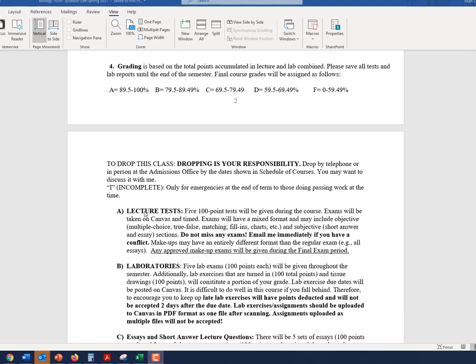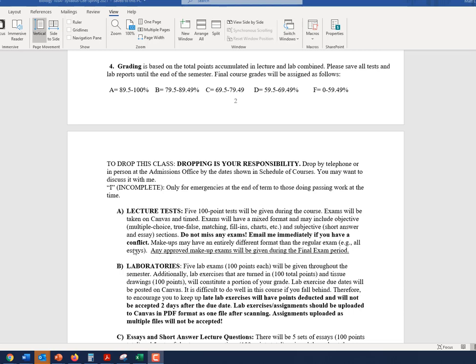So the big thing that you need to know right now is how you're going to be evaluated. So we're going to have lecture exams and lab exams. The lecture exams are going to be based on the lecture material that we cover in class. You're going to have 5 throughout the semester, and they're going to be all taken on Canvas and timed, and the format will be a mixed format, including multiple choice, true, false, matching, some fill-in, and then you're definitely going to have some subjective questions, some short answer, and at least one essay question per exam.